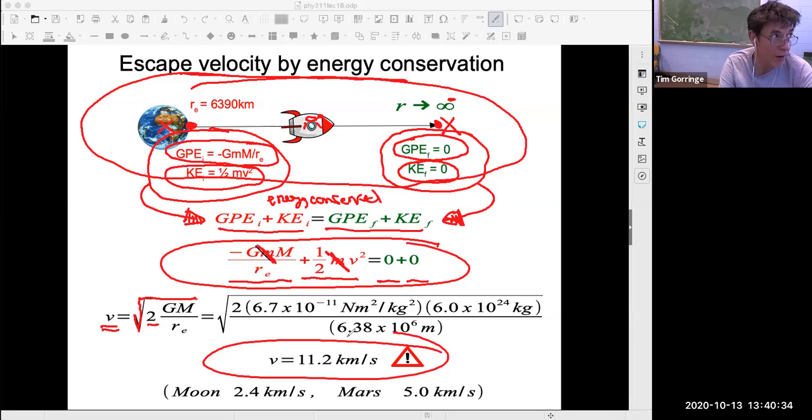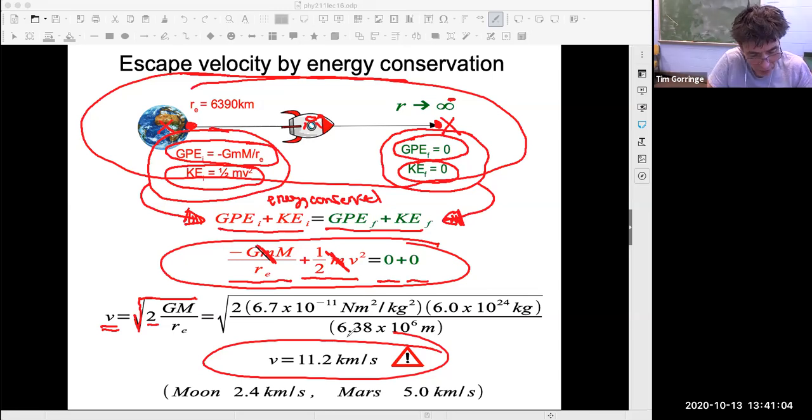If you could fire a bullet straight into the air, fire a cannon straight into the air, or fire yourself from a cannon straight into the air with 11,200 meters per second speed, you would have sufficient speed to break free of the gravitational pull of the Earth and to ultimately escape from the gravitational interaction with the Earth.